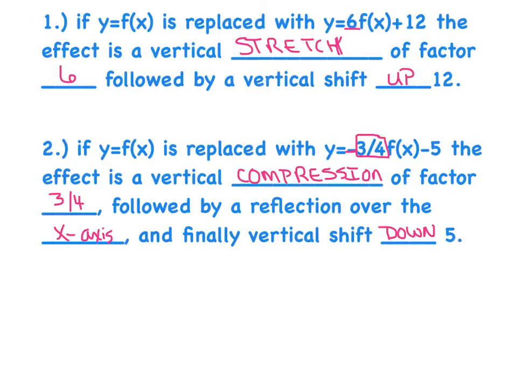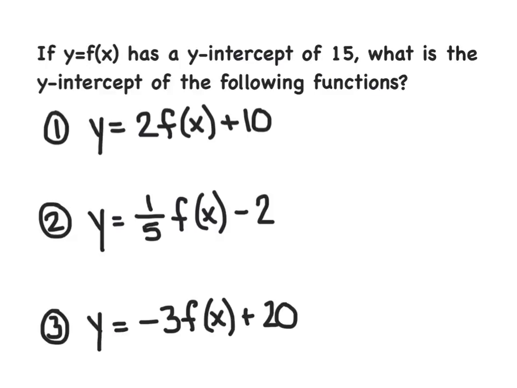5 units. Okay, so now when we say that f of x has a y-intercept of 15, what we're really saying is that there's a point called (0, 15) that lies on that graph, and we want to find what is the y-intercept of the following functions. Again, we're going to stress the same principle. The x value will not change tonight. It's all about manipulating the y value. But we got to follow our order of operations.